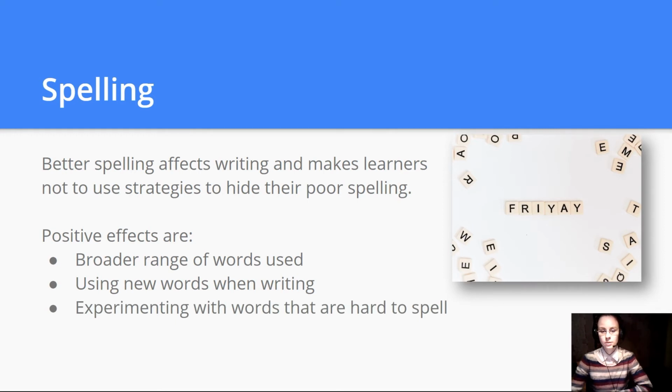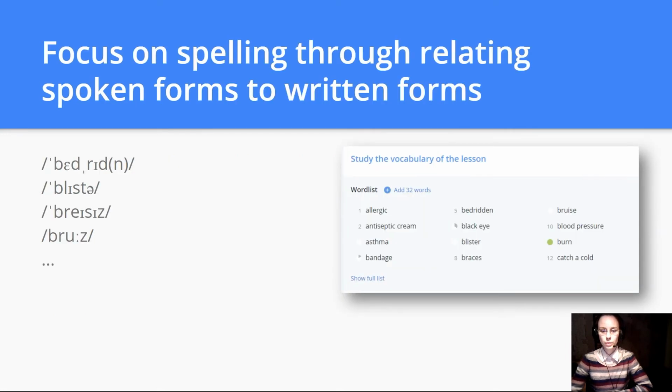So, how can we teach spelling? Spelling is closely connected to pronunciation. That's why we can focus on spelling through relating spoken forms to written forms. In these words, some vocabulary is really tricky to write. That's why we can ask our students to match words from the word list with their transcription. However, not all students are good at reading transcription, and it doesn't mean that you have to insist on learning. You can simply dictate them.